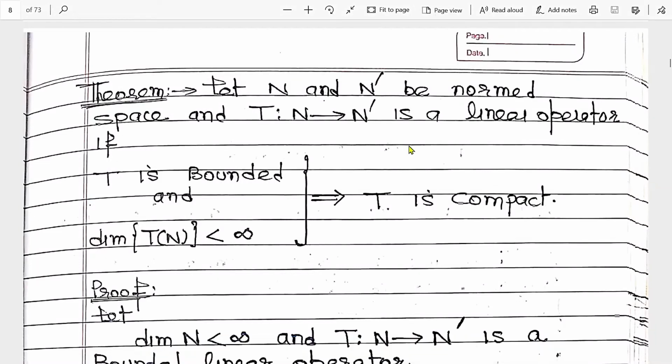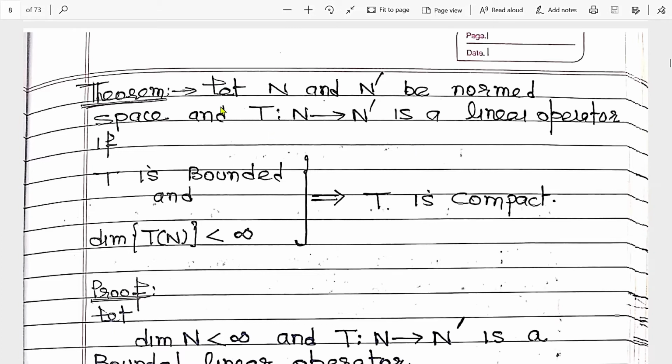So in the previous lecture, we discussed the compact linear operator. By definition, an operator is a linear transformation, and a compact linear operator means that for every bounded set in the domain, the image of that bounded set is relatively compact. So that is the definition of compact linear operators.